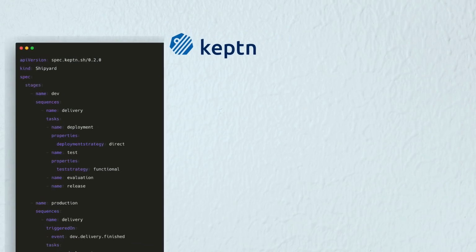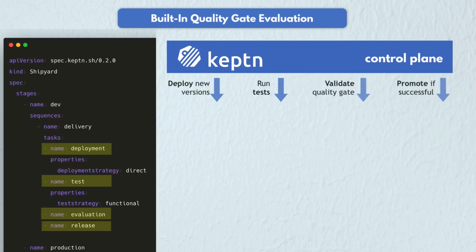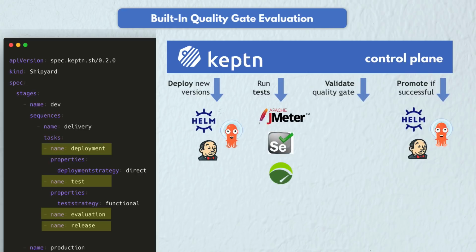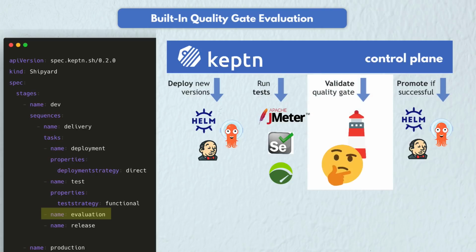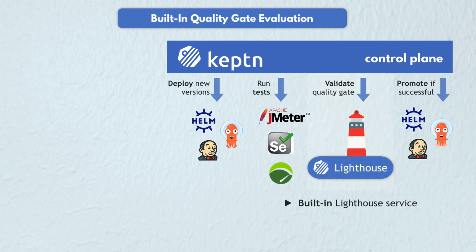So in the workflow, we would have deployment, tests, and evaluation. And we saw that different tools can do deployment and test, but which tool does the evaluation? Well, Keptn actually comes packaged with a service called Lighthouse service, which does the evaluation. So you get this functionality out of the box with Keptn. You don't have to install and configure these services, which is pretty cool.